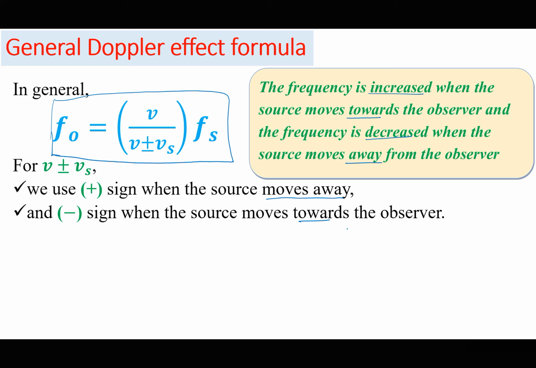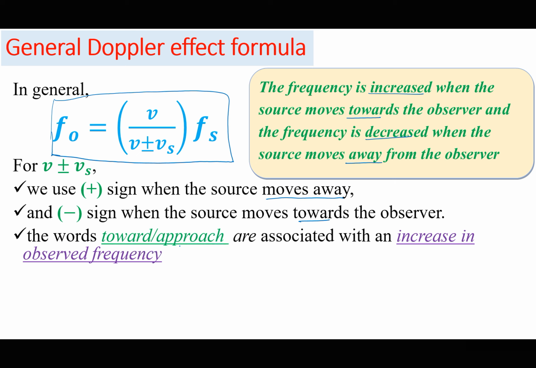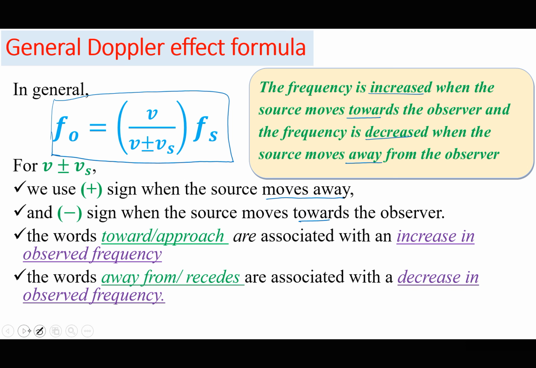So every time we use a plus, it's because the source is moving away. Every time we use a minus in the denominator, it's because the source is moving towards the observer. So in simple terms, the word towards or approaches is always associated with an increase in observed frequency, so that is always a minus. And the words away from or recedes are associated with a decrease in observed frequency, and this is always associated with a plus in the denominator.